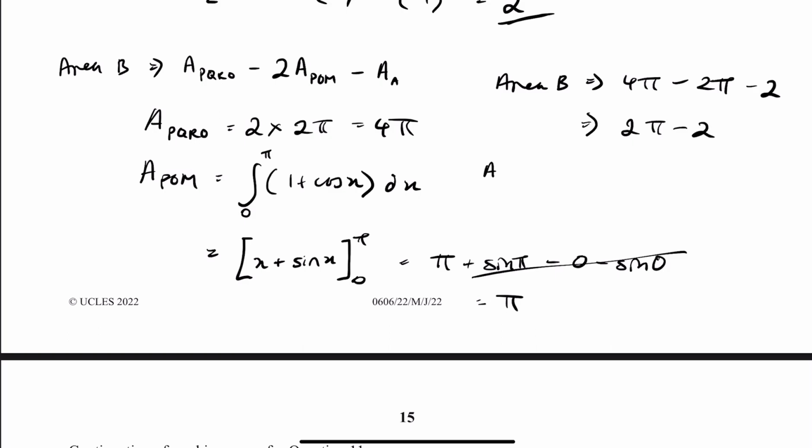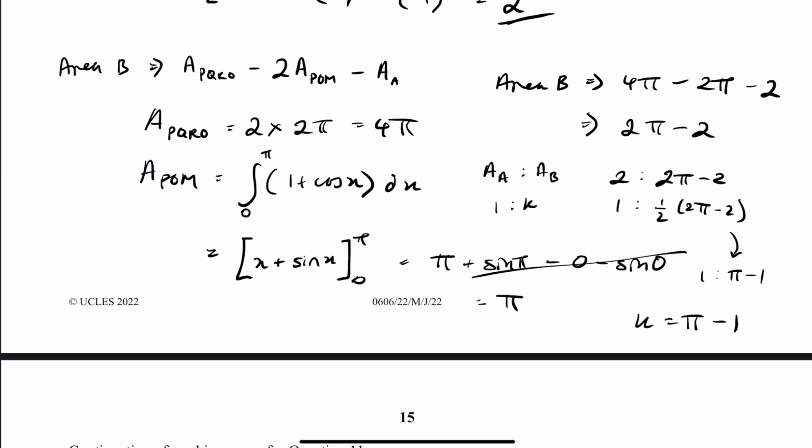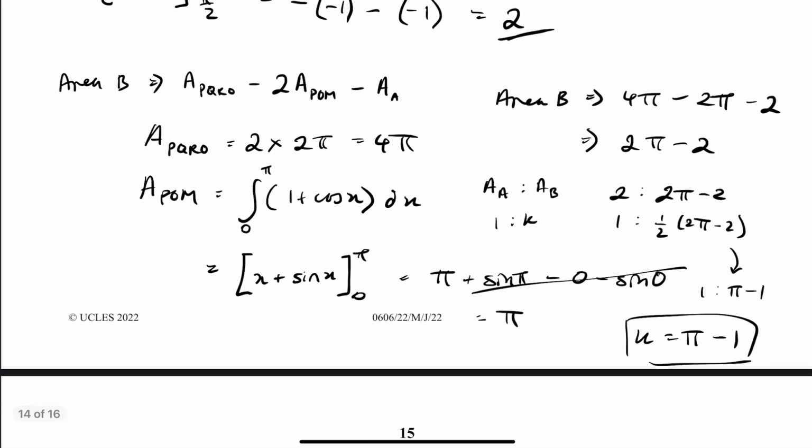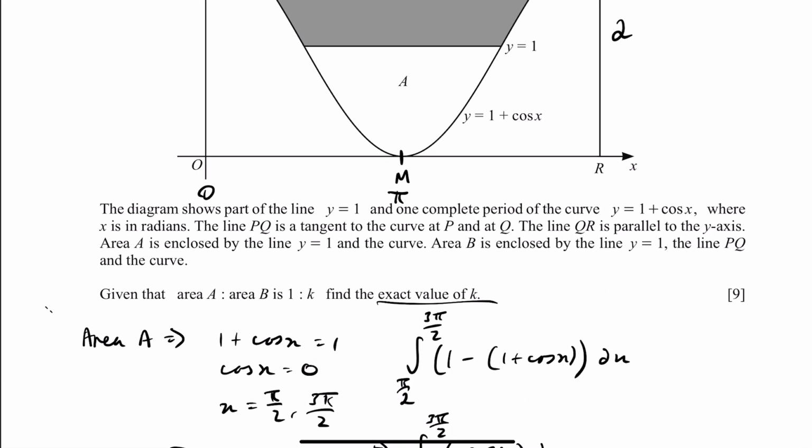So if we're doing the ratio, area A to area B, and we're told it's 1 to k, we can just use the areas firstly. So we know that area A is 2, and area B is 2 pi minus 2. If we want to make it so that area A is the 1 in this case, we have to divide both sides by 2, because that's how you get from 2 to 1. So we get 1 is half of 2 pi minus 2, since we're halving everything. And that gives you 1 to pi minus 1. So therefore, k is equal to pi minus 1. That's the exact value. Remember to make sure it's exact, because they have specified, find the exact value of k.